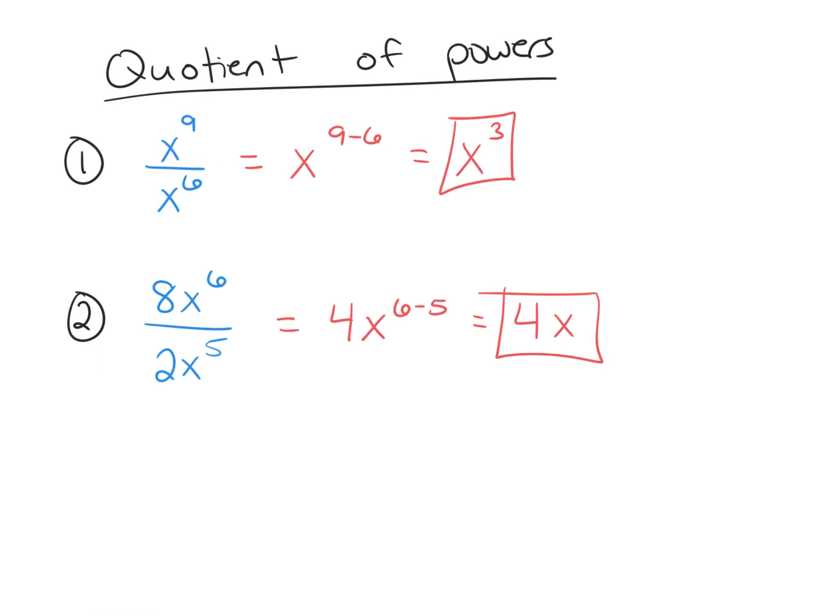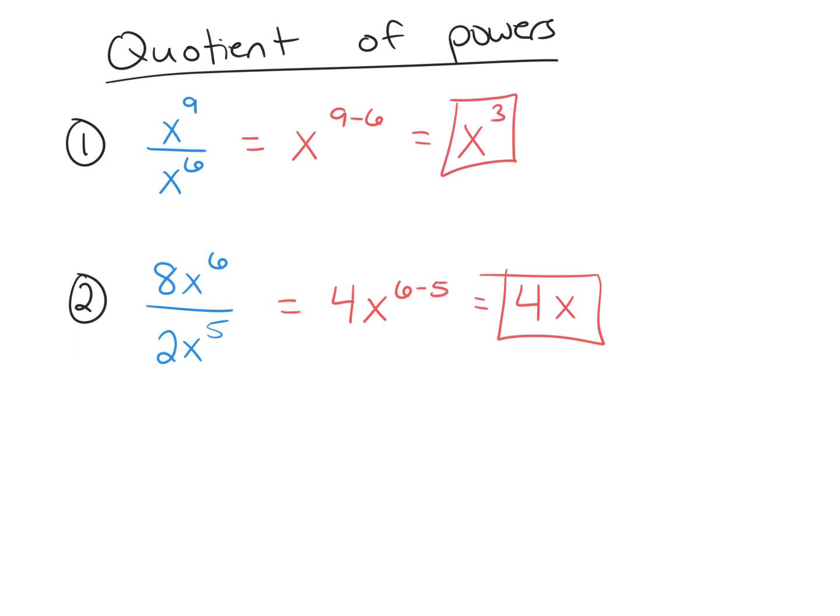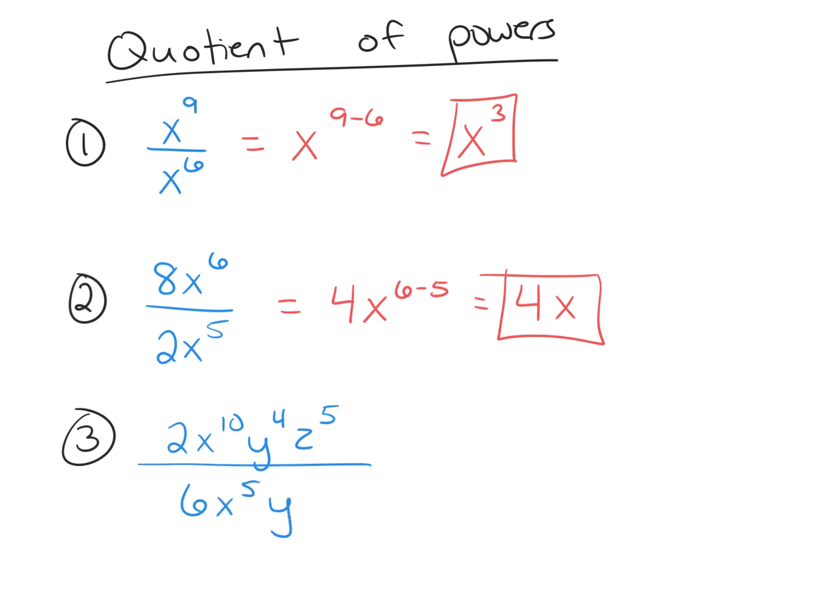Okay. Let's do one more. 2x to the 10th, y to the 4th, z to the 5th, over 6x to the 5th, y. What do you think we start with on this one? The numbers. Can I take 2 divided by 6? No, unless I get a decimal, right? What do I need to do?